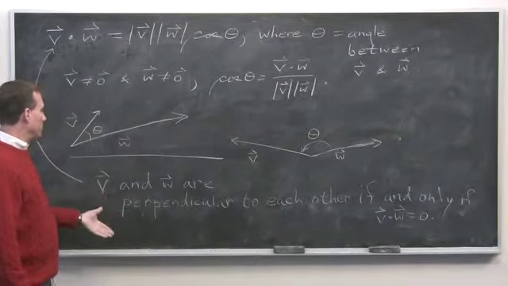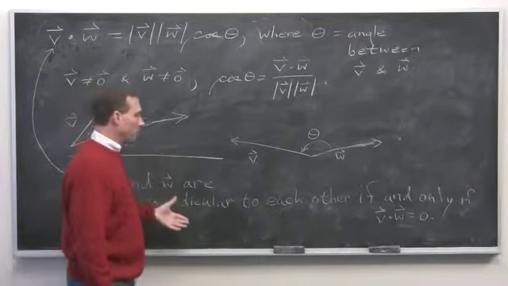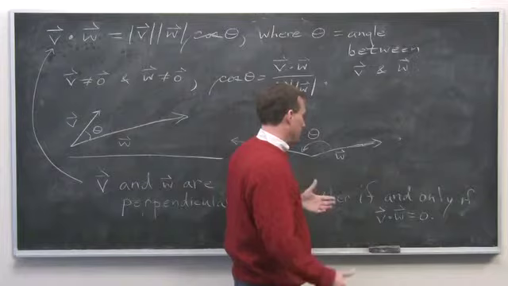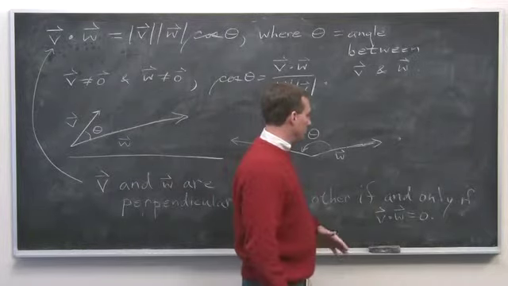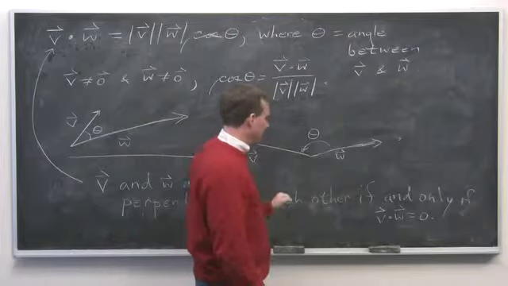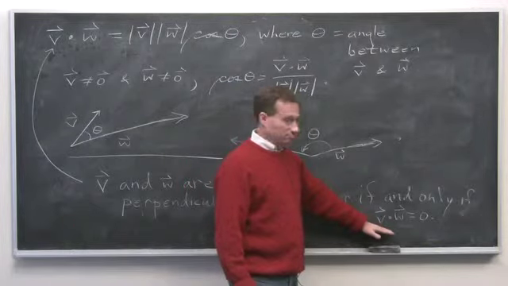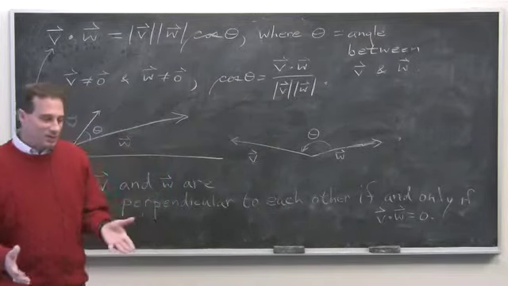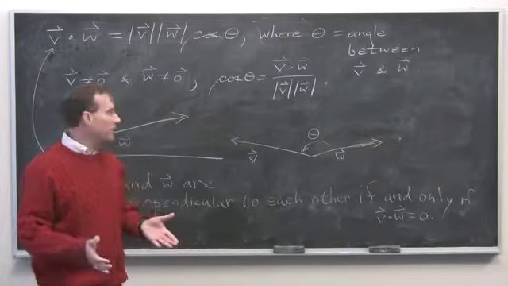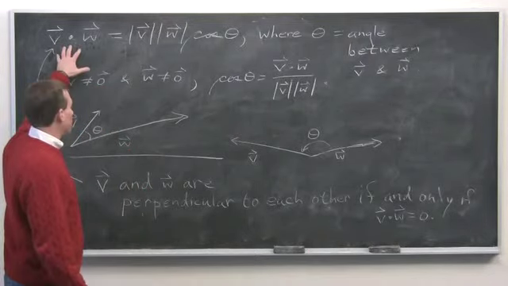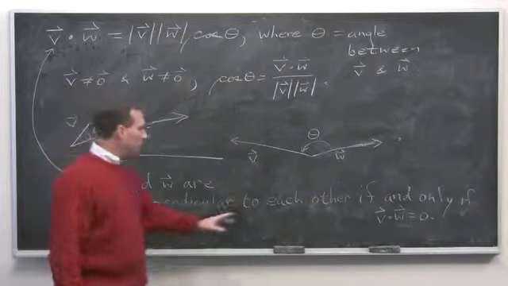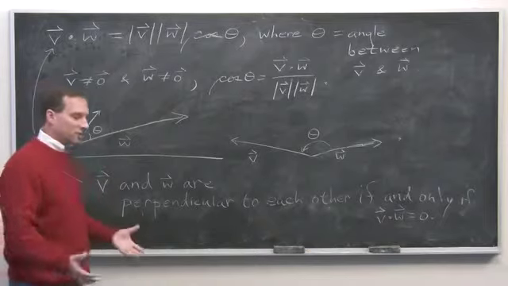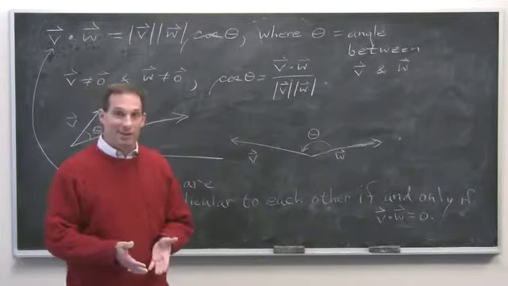What if one of v or w is the 0 vector? Is it true then they're perpendicular if and only if the dot product is 0? Well, if one of v or w is 0, certainly the dot product is 0. But are the vectors perpendicular to each other? Yes, because we said that the 0 vector has every direction. So as soon as one of these vectors is the 0 vector, the dot product is 0, but they're also perpendicular, because the 0 vector has every direction. So in particular, it's perpendicular to every vector.